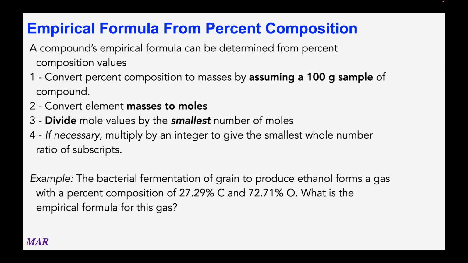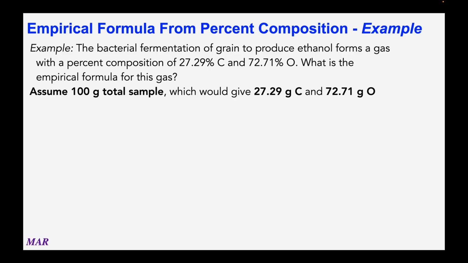So again, the general idea will be assume 100 grams, grams to moles, compare the moles, multiply by some kind of number if we have to get whole numbers. Good to go. In this problem, if you assume 100 grams, that would be 27.29 grams of carbon and 72.71 grams of oxygen. So that's why I like 100 grams. Yes, you can use 1 gram. You'd have 0.2729 grams of C and 0.7271 grams of O, but I don't usually think that way. The easier, the better for me, but you could do that if you want to. It's no problem. So in my version, 100 grams total, 27.29 grams of C, 72.71 grams of O.